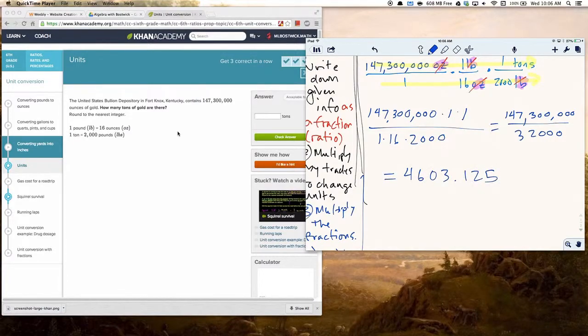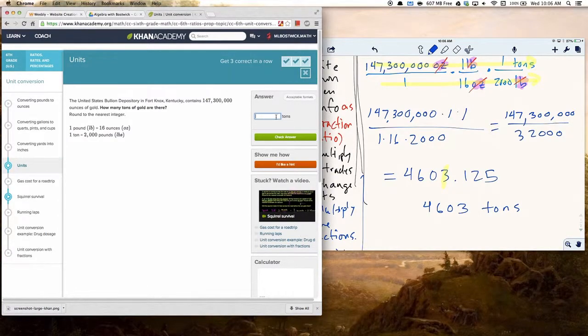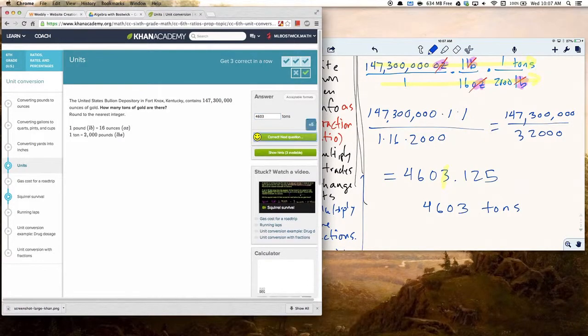4,603.125. When I look at this, I need to note that it says round to the nearest integer. The integer is right here, and so I'm going to round it down to 4,603, and my answer is in tons. And so I'm going to put that right here after I double check my calculation just to make sure. 147,300,000 divided by 32,000. Okay, it looks good. So I'm just going to plug it in here, 4603, and I got it right.